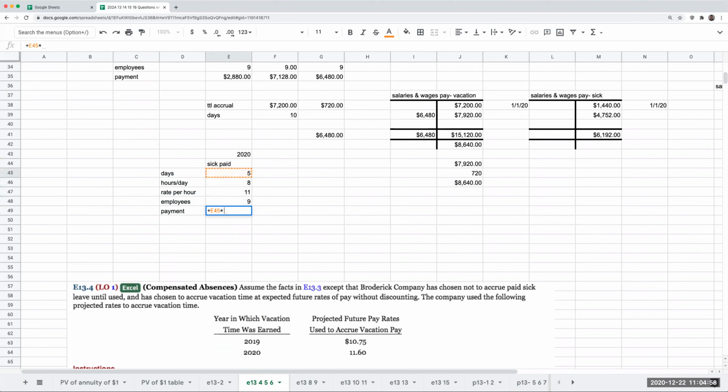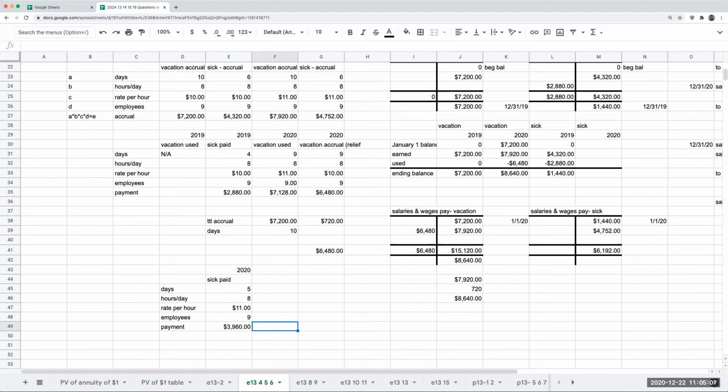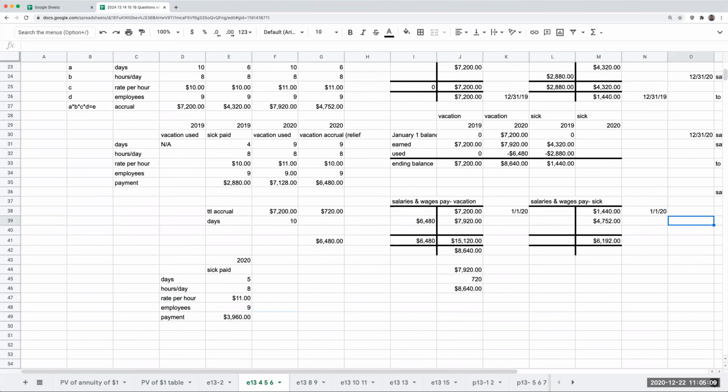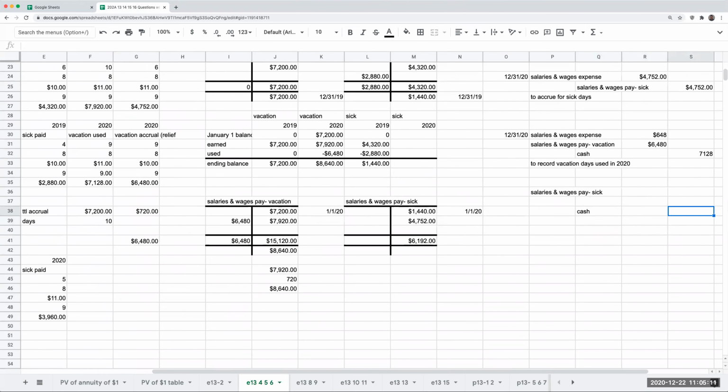So my payment is going to be the multiplication of all these amounts here. So that's how I'm getting that value. That's going to be the cash that I'm paying out, because when I pay out for the sick days, I'm paying at the current rate. So I'm paying out $39.60 for the cash.